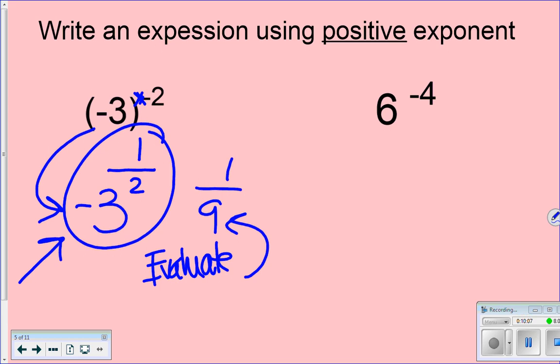Okay? So if I say to you right here, 6 to the negative 4th, write this with a positive exponent, what are you going to do? You don't solve it. You go 1 over 6 to the 4th power, and you stop. That's it. Unless it says to evaluate, and I will point that out in your directions.